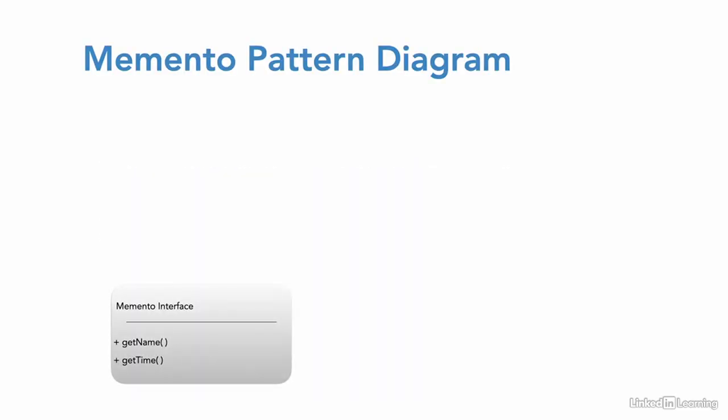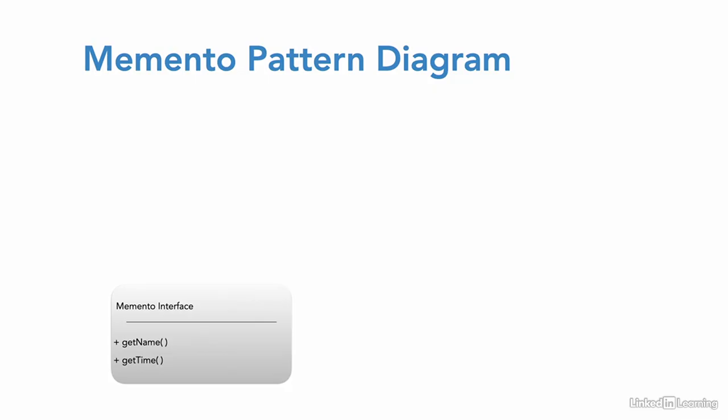Here's a more concrete description of how this pattern works using a UML diagram. First of all, we're going to create a memento interface that acts as a sort of snapshot, right? This interface allows other parts of the program to get basic information about the snapshot, such as a name and a time for the snapshot, although these things aren't even a necessity.